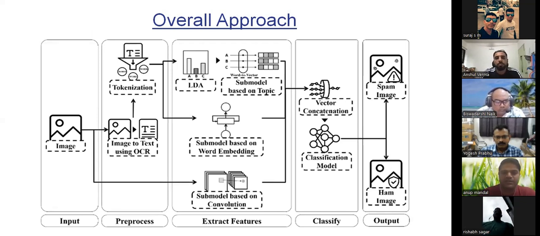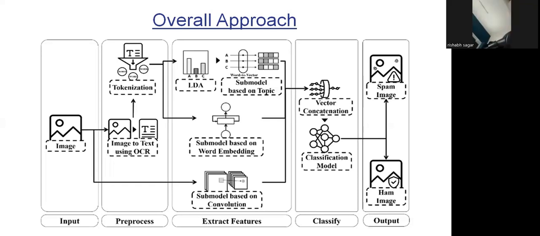In summary, this case study effectively demonstrated how hybrid feature extraction can improve the reliability of spam detection systems. It also shows that multiple computer vision and machine learning techniques can be integrated to solve complex real-world problems. Thank you so much. Now I will be handing over to Biswadarshi Naik.